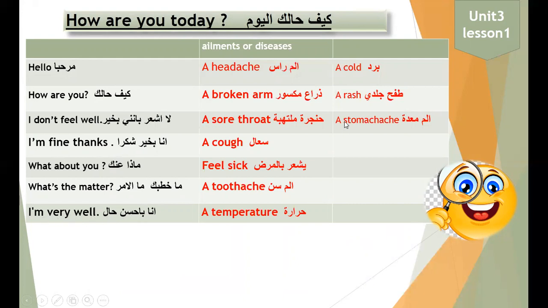Also, we have ailments or diseases. We learned new words about ailments and diseases. We have a headache. A broken arm. A sore throat. A cough. Feel sick. A toothache. A temperature. A cold. A rash. A stomach ache.